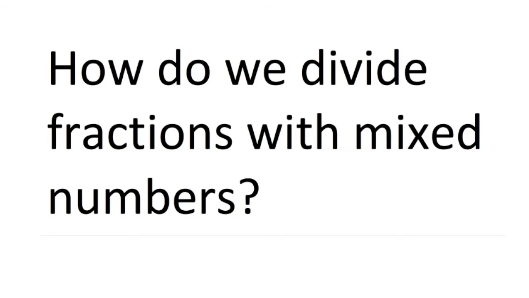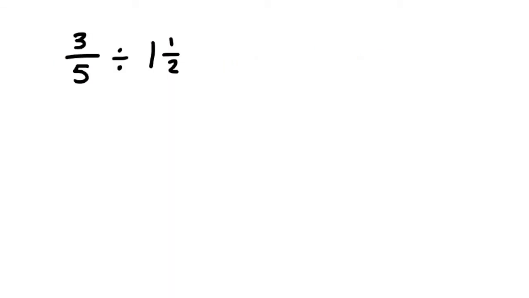Well, to answer this question, let's also look at a few examples. In our first example, we have 3/5 divided by 1 1/2. So there's an extra step here when you have a mixed number. You have to convert it into an improper fraction. So we have 3/5 divided by 3/2. If you don't remember how to do that, you can simply multiply the whole number by the denominator and add the numerator. So 1 times 2 is 2, plus 1 is 3, and then the denominator stays the same. So we have 3/5 divided by 3/2.